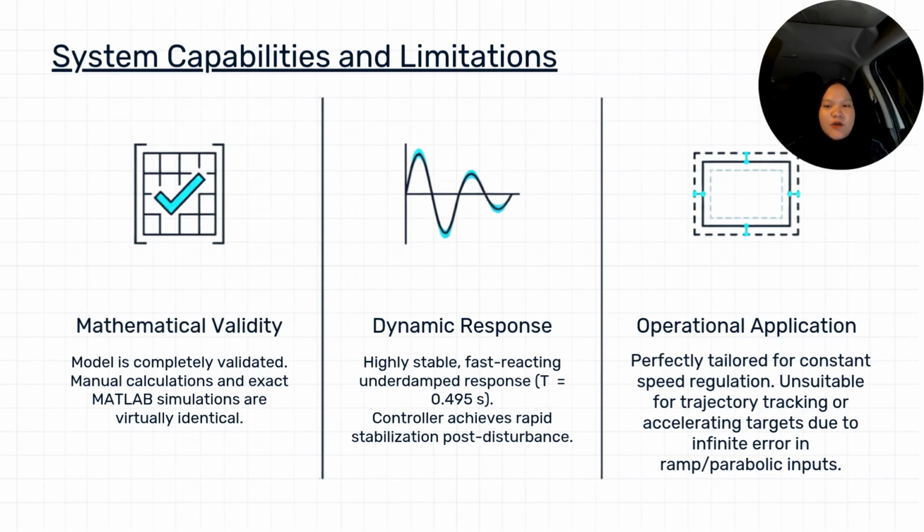Finally, let's address the operational application and its limitation. This system is perfectly tailored for constant speed regulation. However, it is unsuitable for trajectory tracking or accelerating targets. This is due to a key limitation: the system produces infinite errors when subjected to ramp or parabolic inputs. In short, while the system is highly reliable and fast for steady-state regulation, it is weak when it comes to dynamic path tracking.